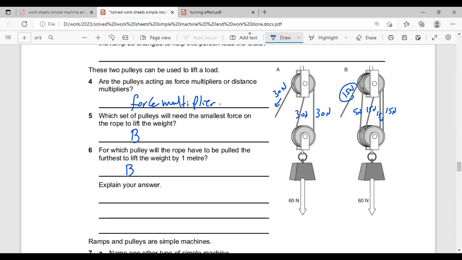B. Explain your answer. The smaller the force, the longer the distance, because work done in the two cases is the same.